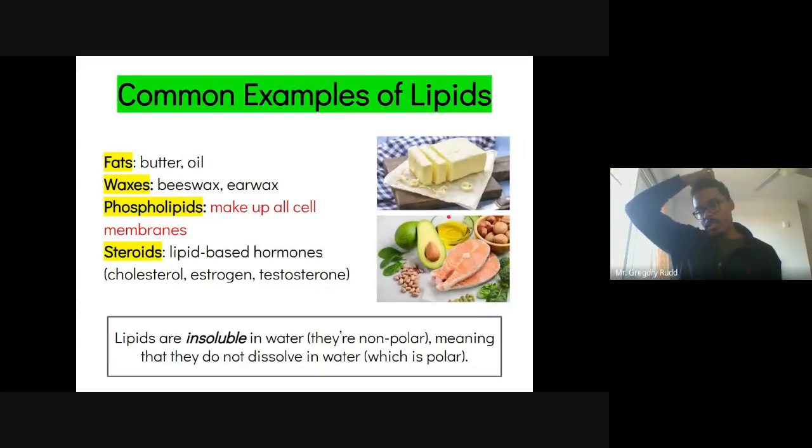So that's something from chemistry. That's where we get the words saturated and unsaturated fats. A saturated fat is saturated by single bonds. And I'll show you an example of that on the next slide.